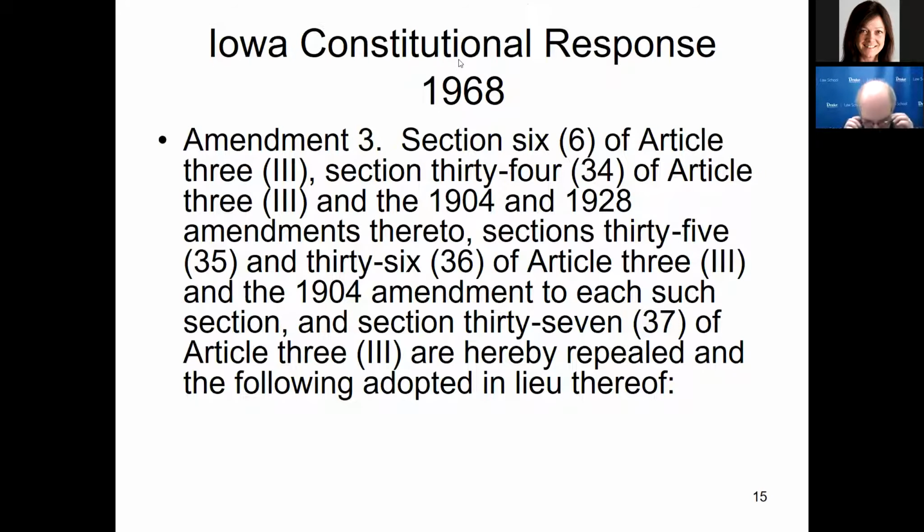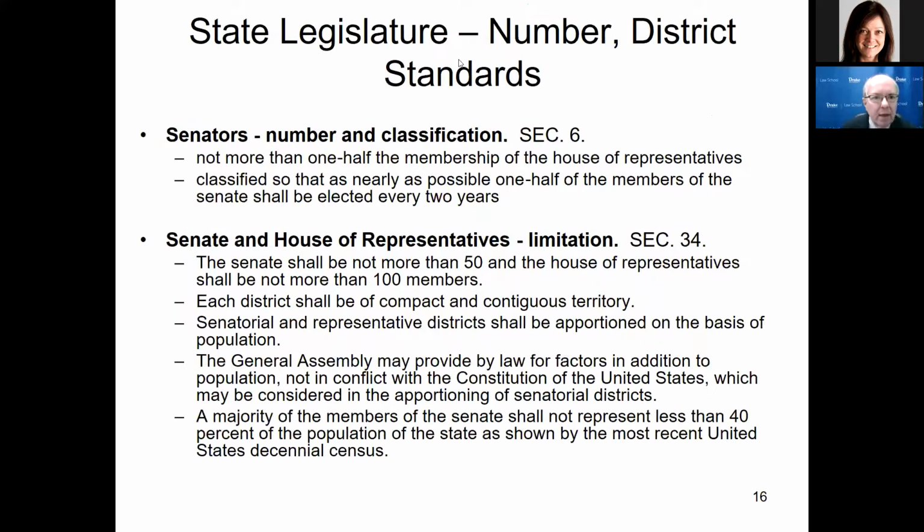So what about the Iowa Constitution? What happened in 1968? There were several amendments to Article 3 of the Constitution. Article 3, Section 6 was amended to provide that the number of senators should be not more than 1/2 the membership of the House. And they should be classified so that as nearly as possible, 1/2 of the members of the Senate shall be elected every 2 years. The idea being that senators should be able to serve a 4-year term.